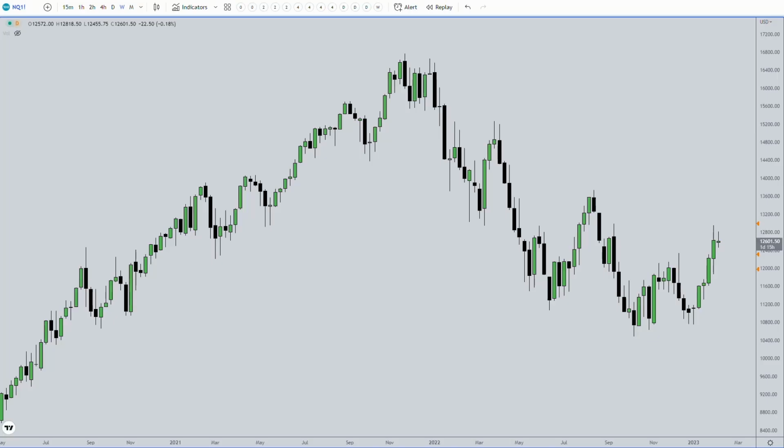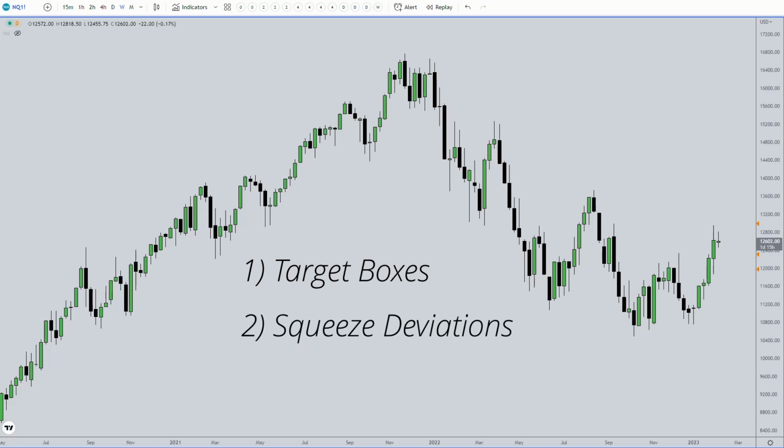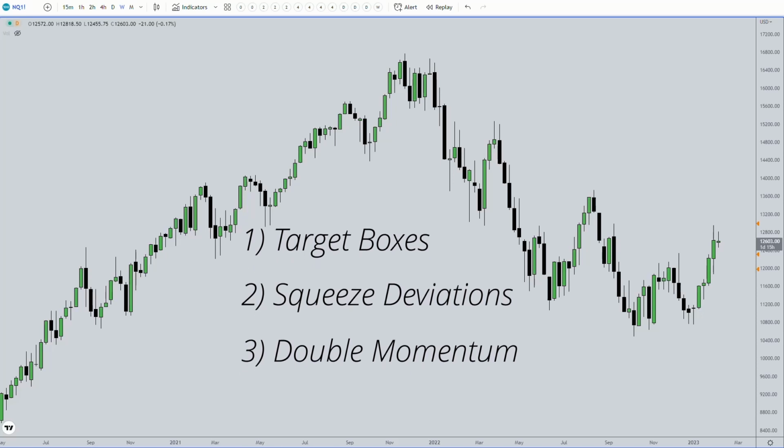Now, what does this model look like in real life? Let's look at it on the charts, and there I will also add my own personal secret sauce that I use, meaning my target boxes, my squeeze deviations, and the double momentum that I use for confluence.